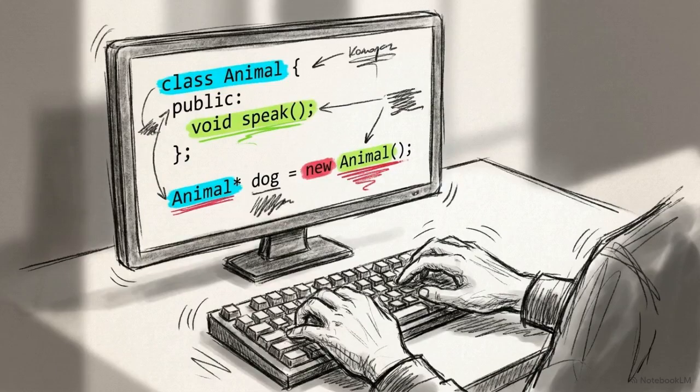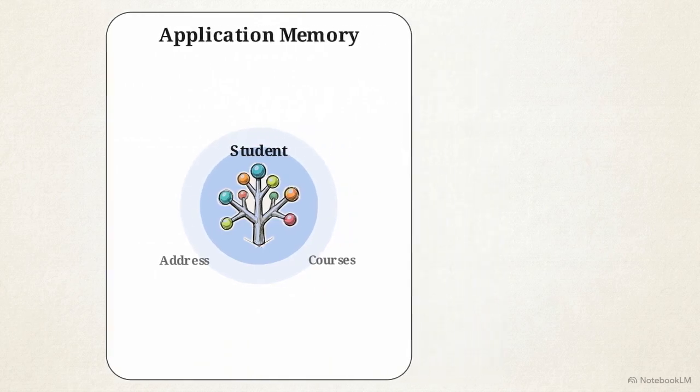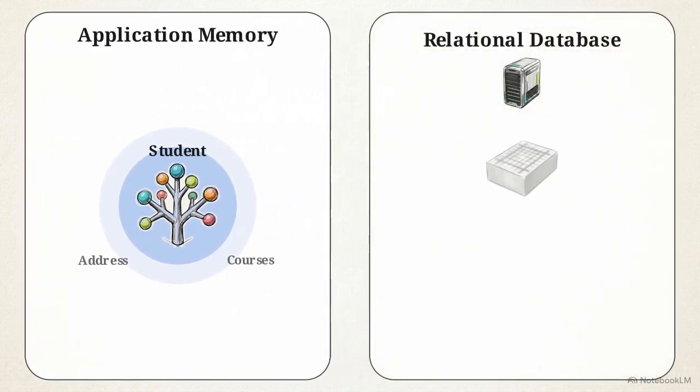Modern global web applications manage millions of concurrent user interactions every second, generating petabytes of raw event data. To build the backends that handle this throughput, engineers standardly write code using object-oriented programming paradigms. Object-oriented code organizes data hierarchically in memory. A student object branches into a nested array for courses and a sub-object for an address.